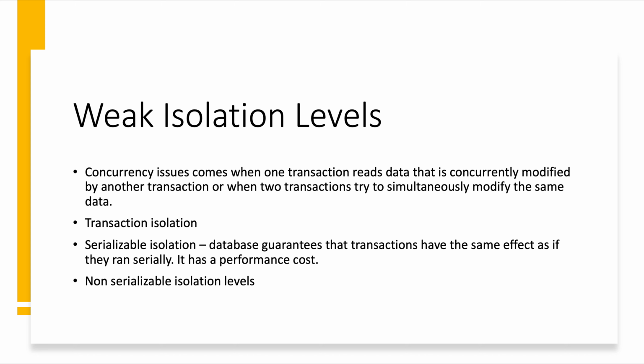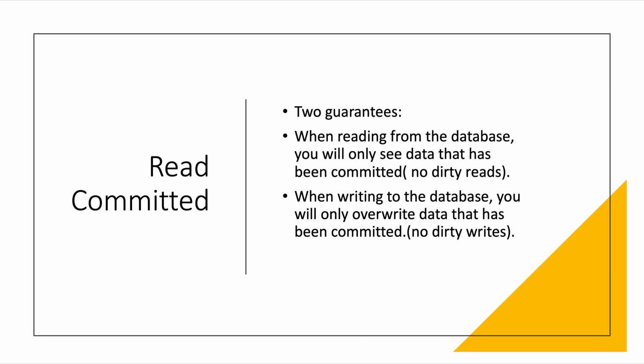So now we are going to understand some of the isolation levels, like read committed. Read committed is the most basic level of transaction isolation and it makes two guarantees. The first one is that when we are reading from the database, we will only see data that has been committed. We will not see any dirty reads. Similarly, when we are writing to the database, we will only overwrite data that has been committed. We will not make any dirty writes.